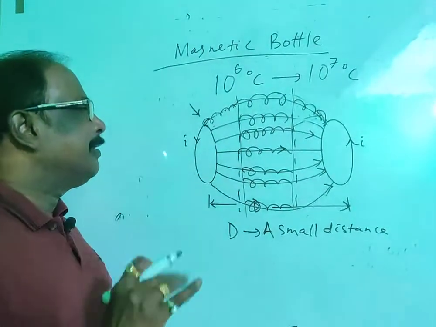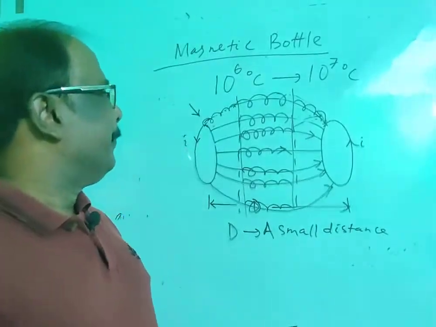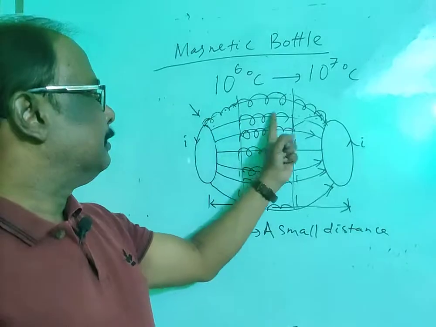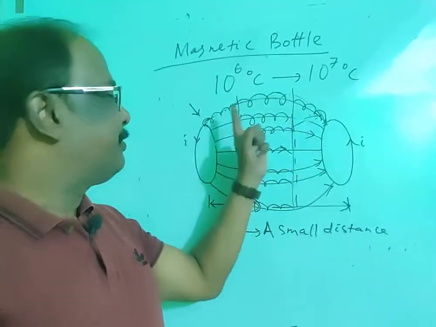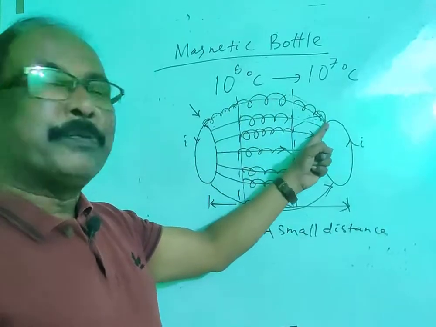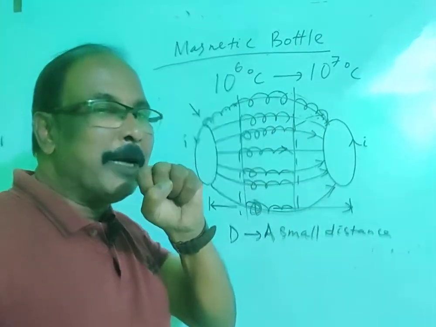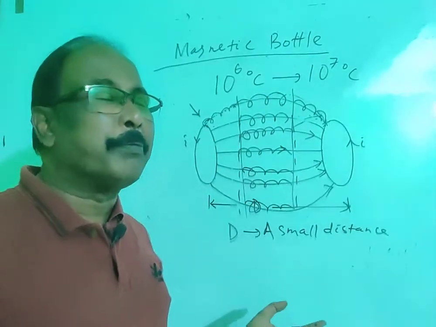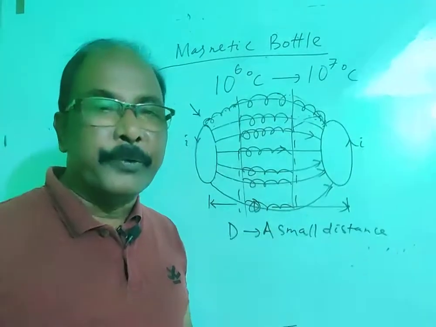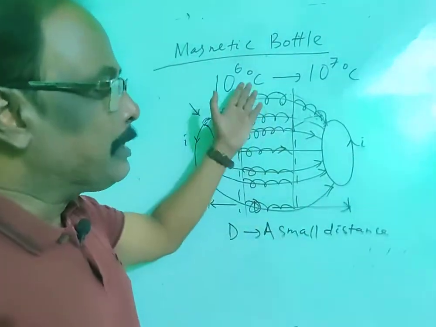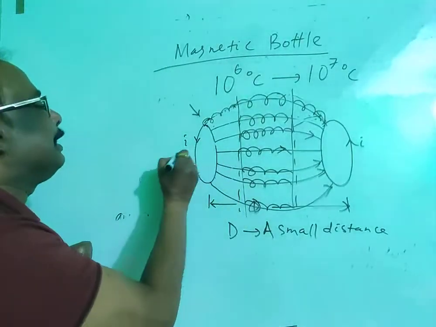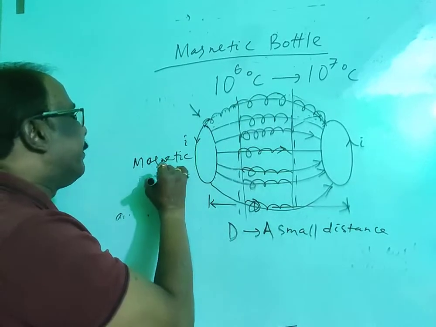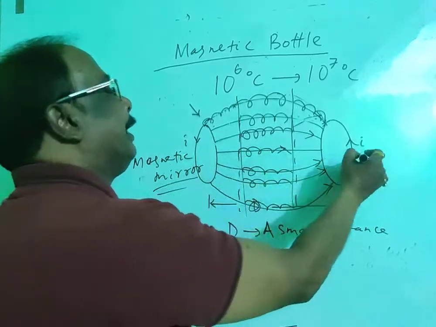Another thing I am just recalling you. When hot plasma enters, current flows in this region and magnetic field is produced and the plasma is trapped in this weaker region of magnetic field where the charged plasma can be stored for future use. So this is about magnetic bottle, and these two current carrying coils are called as magnetic mirror.